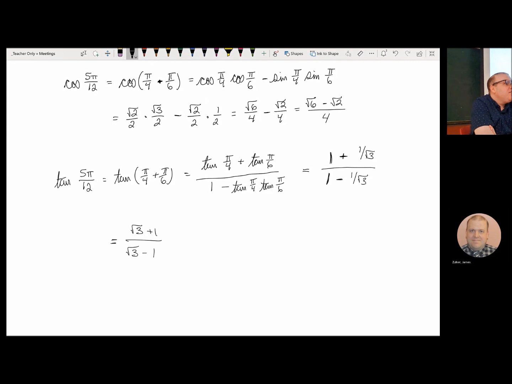Pi over 2 minus 5 pi over 12... no, pi over 2 minus pi over 12 is 5 pi over 12, right? 6 pi over 12 minus pi over 12. Oh, right, yeah. That means that tangent of 5 pi over 12 has to equal cotangent of pi over 12. Does it?